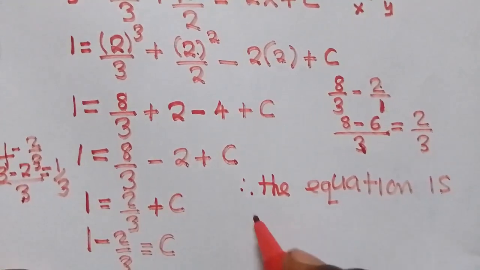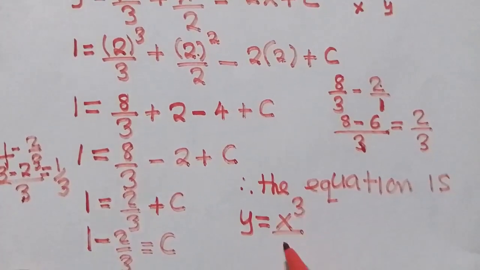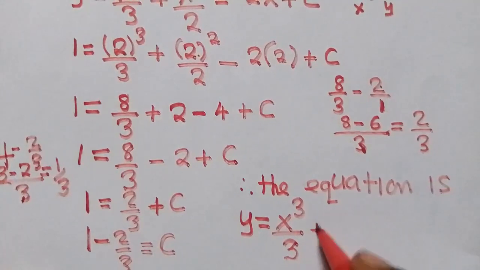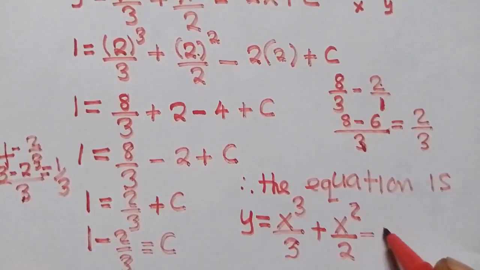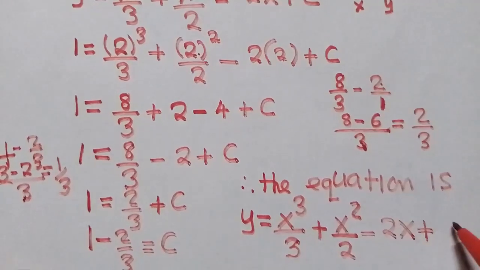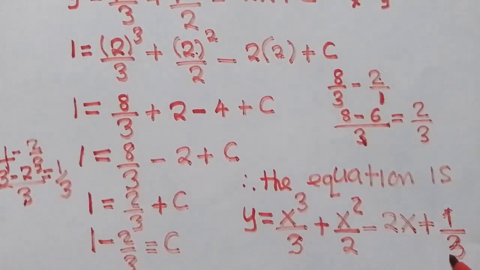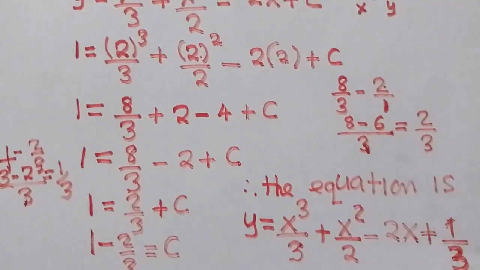So the equation is y is equal to x cubed over 3, the answers that we found, plus x squared over 2 minus 2x plus C, which is 1 over 3. So 1 over 3. This is your equation. This is how you need to answer that one.